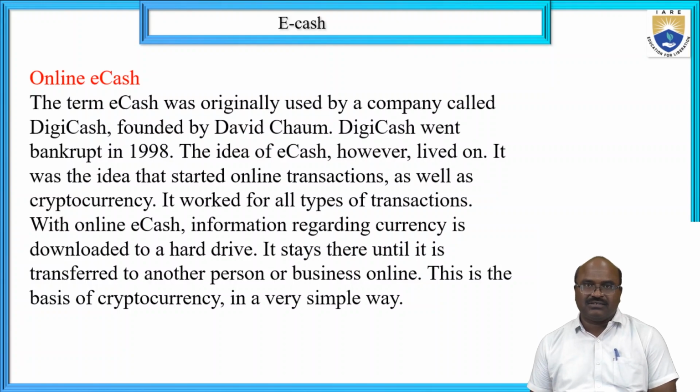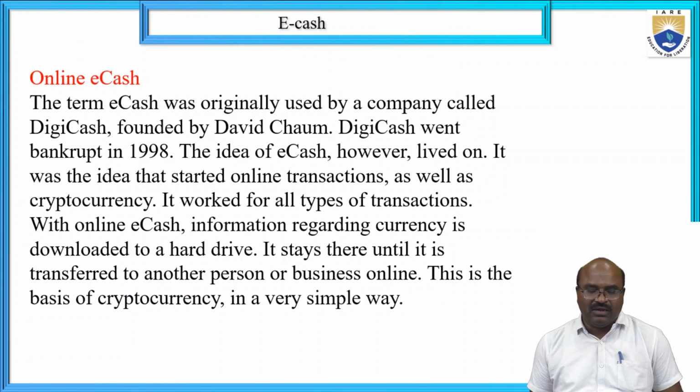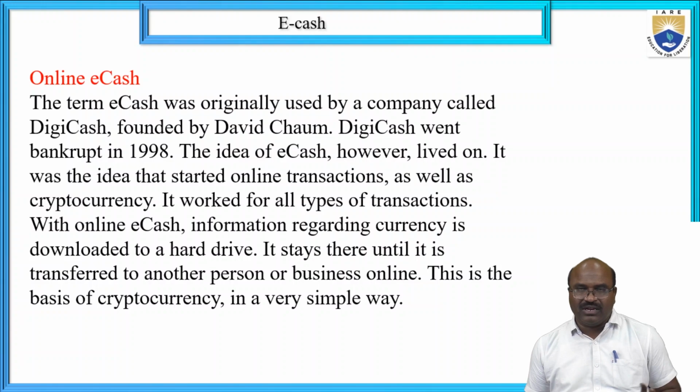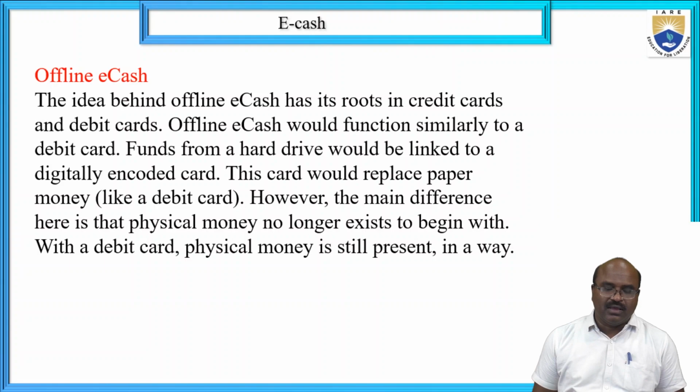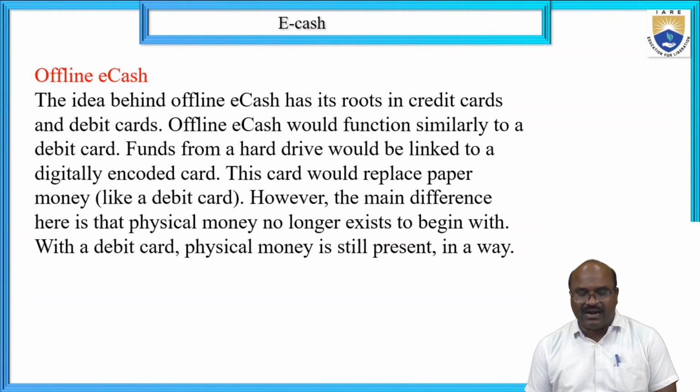So, e-cash was introduced to the market in 1998 by a person called David Chaum, originally treated as DigiCash, nothing but digital cash. The equivalent of e-cash is called cryptocurrency. Cryptocurrency is one of the best examples of e-cash. And there is another type of e-cash: one is the online form, and on the other hand, the offline e-cash.